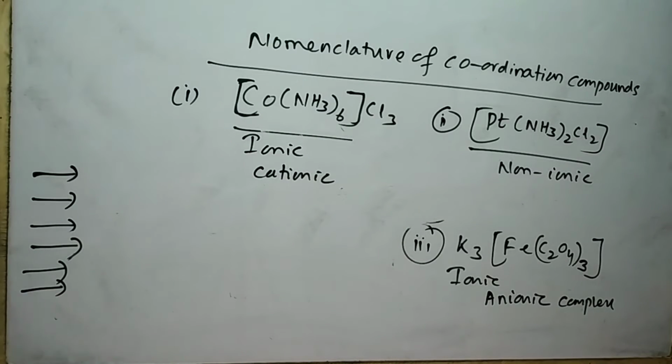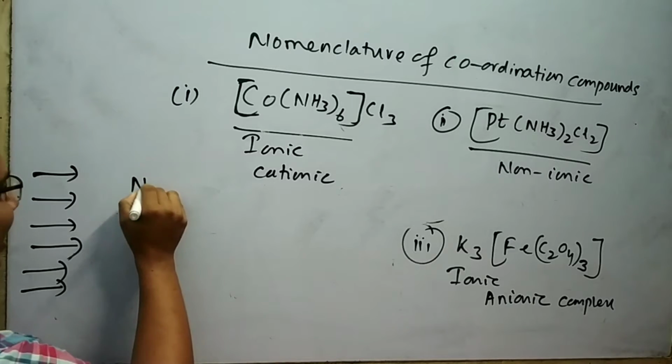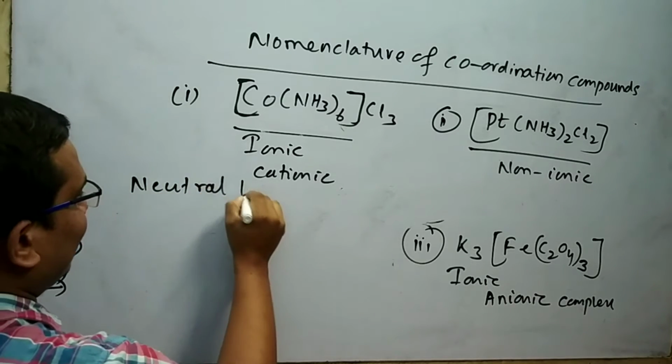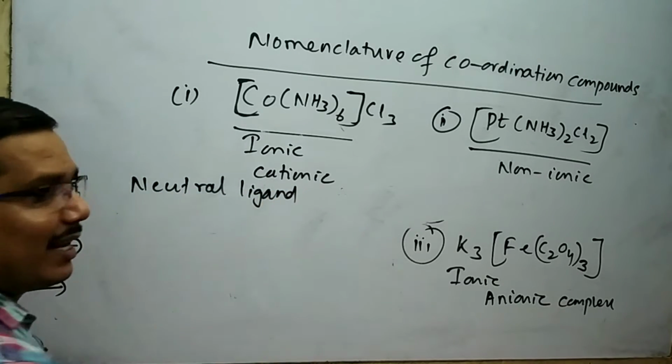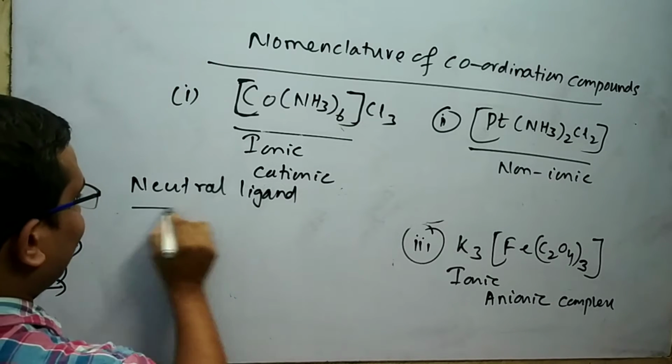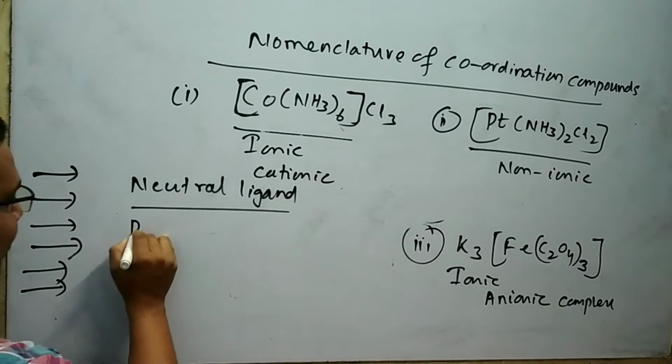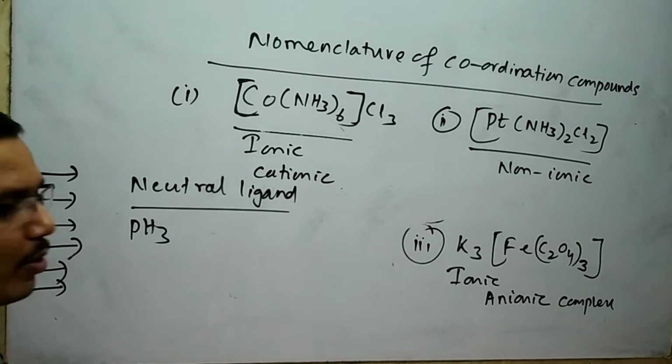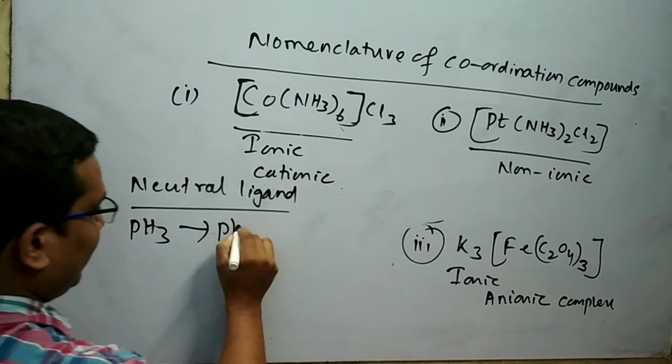Next rule is the neutral ligand. The neutral ligand is written as such. That means, suppose I take a neutral ligand, that is PH3. The actual name of PH3 is phosphine.